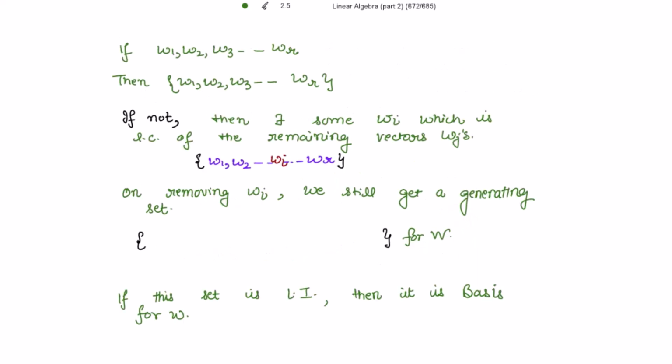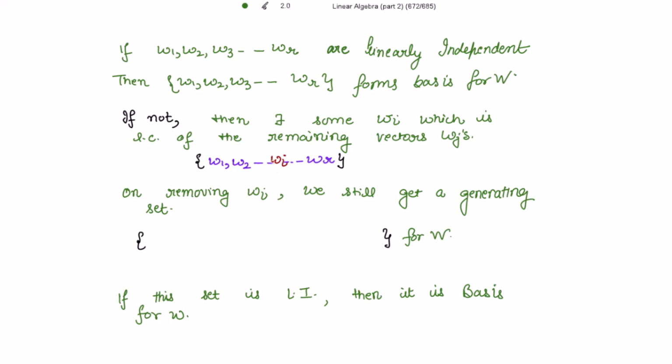Okay, so I'm starting this proof. Let me start. If W1, W2, up to WR are linearly independent, then these form a basis for W. If not, then there exists some Wi which is a linear combination of the remaining vectors Wj's.